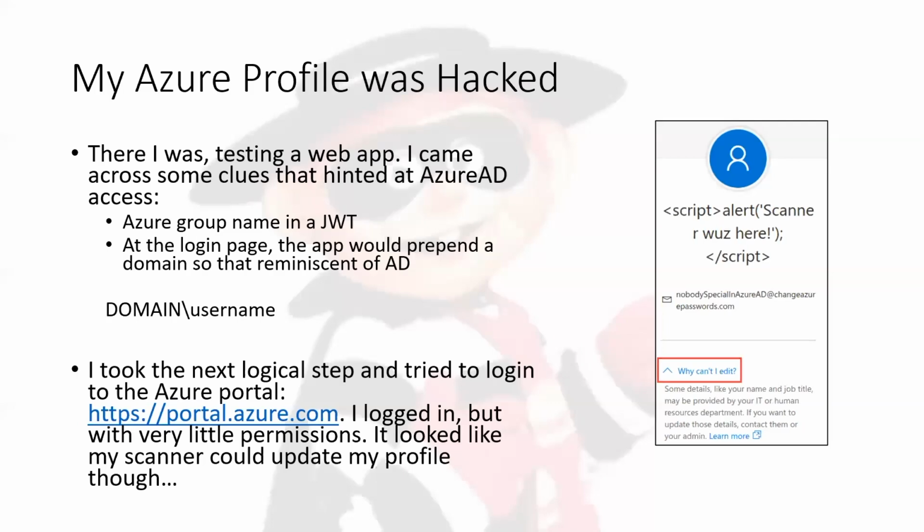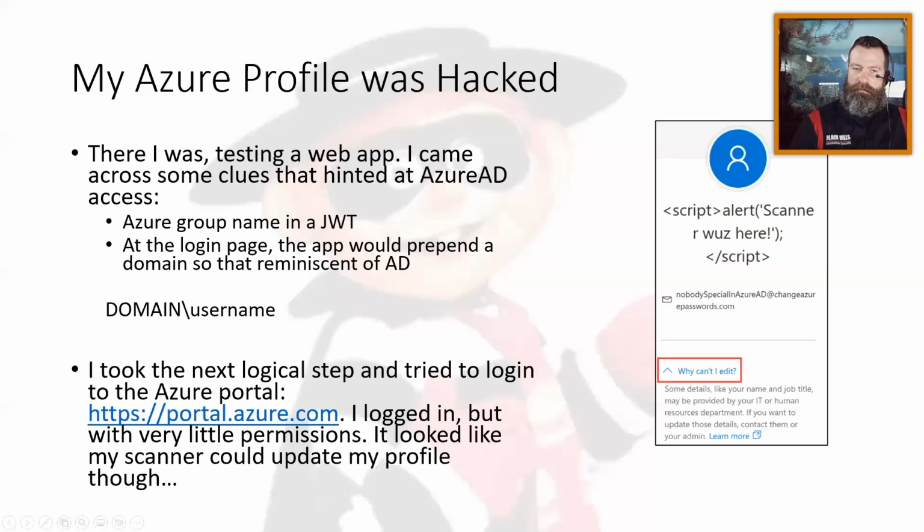All right, story time. That time that my Azure profile was hacked. So I was testing a web app, and during testing, I came across some clues that hinted at Azure AD. The first one, there were JSON web tokens. After decoding JSON web tokens, you could see in the payload like Azure group name. Like, oh, Azure group name. Yeah, that's a good clue.